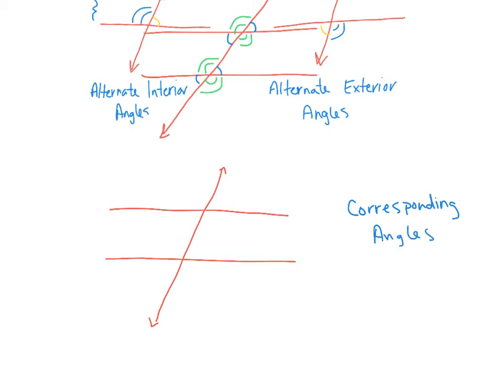So, for example, this angle and this angle are corresponding angles because they're both on the top and to the left of the transversal. This angle and this angle are both on the top and to the right. This angle and this angle, because they're both beneath and to the left. And then, one more color, this angle and this angle, because they're both beneath and to the right. So we have corresponding angles, they lie in the exact same spot.